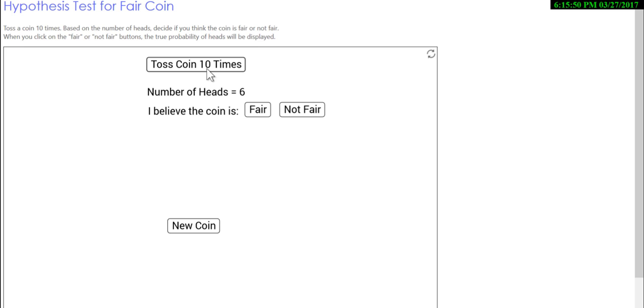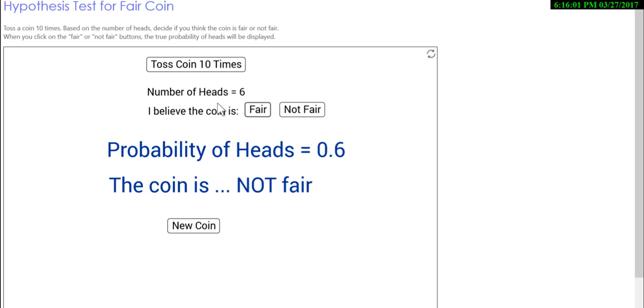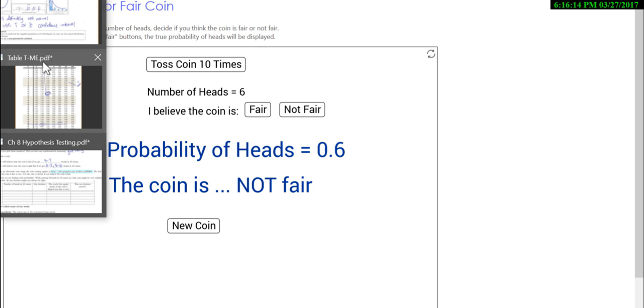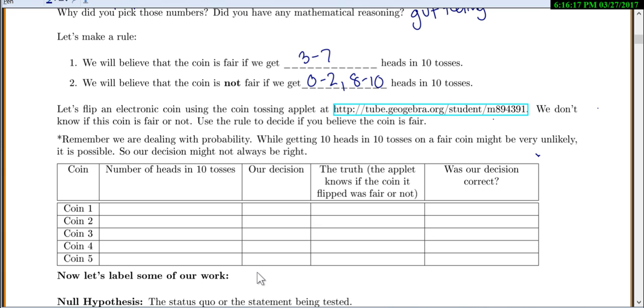So we can toss the coin 10 times. We get 6 heads on this one. For 6 heads, with our rule, we would think that the coin is fair, because we say it's fair from 3 to 7. But this one actually had a probability of 0.6, and the coin was not fair. But that kind of makes sense. With a probability of 0.6, 6 heads would be quite likely. So let's go fill that in. We had 6 heads. We believe that the coin is fair. The truth, though, is that it was not fair. So our decision was not correct.